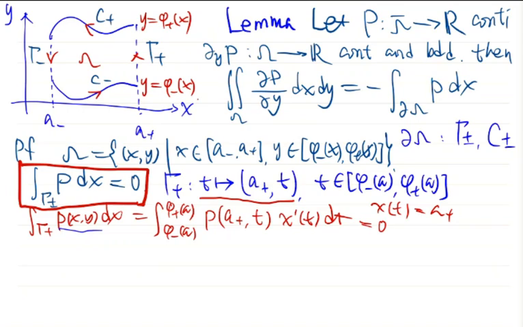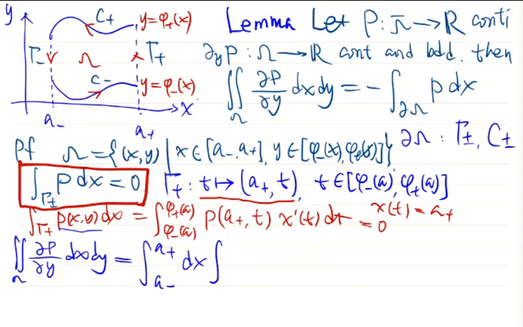So having this observation, we compute the double integral in the formula in the conclusion of the lemma. If you want to compute the double integral over the domain omega, you can use the Fubini theorem to integrate with respect to y first and then x, where x goes from a minus to a plus.